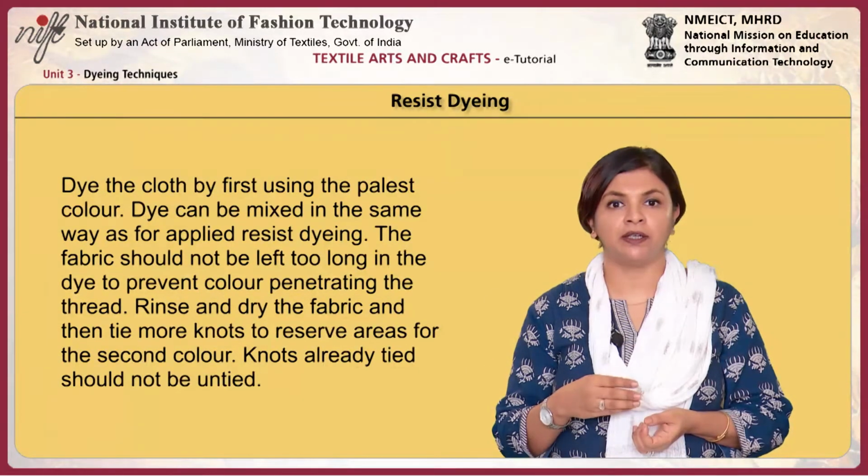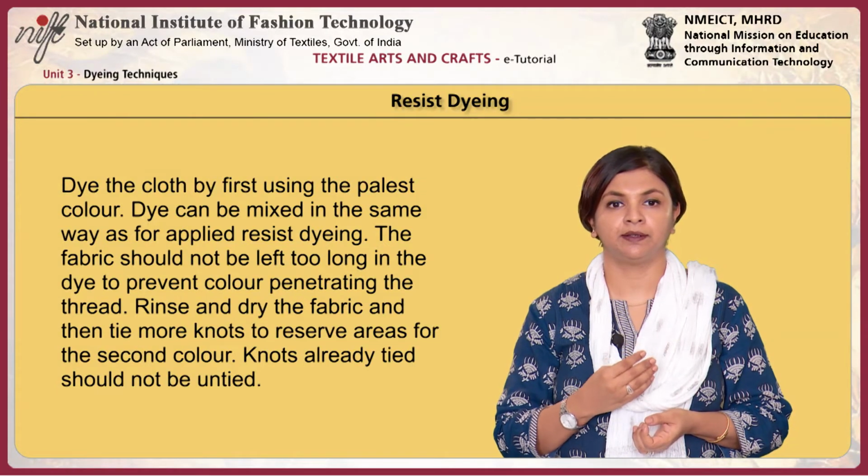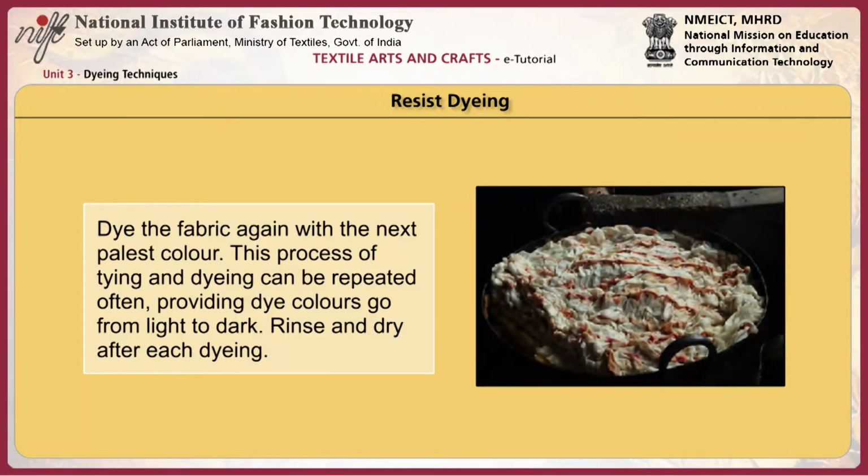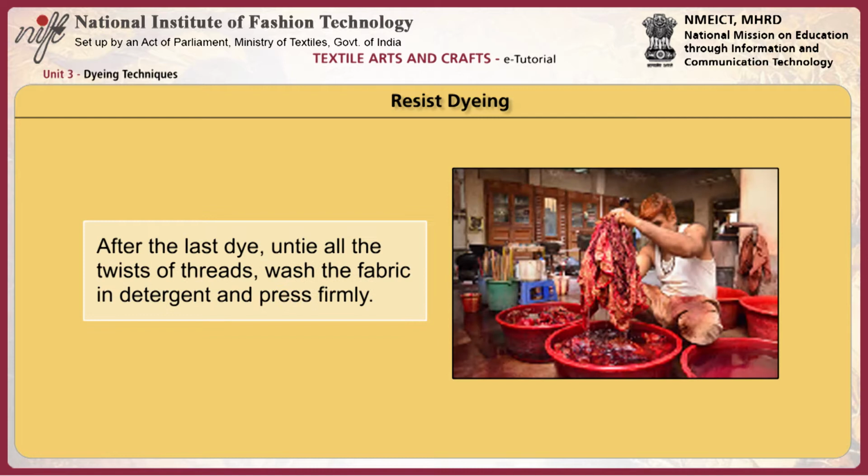Knots already tied should not be untied. Dye the fabric again with the next palest color. The process of tying and dyeing can be repeated often, provided dye colors go from light to dark. Rinse and dry after each dyeing. After the last dye, untie all the twists of the threads, wash the fabric in detergent and press firmly.